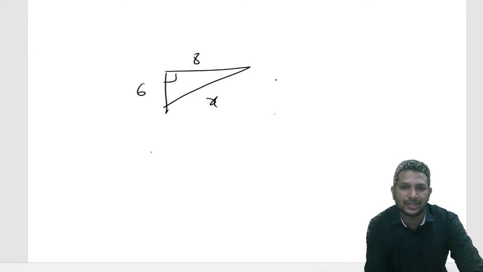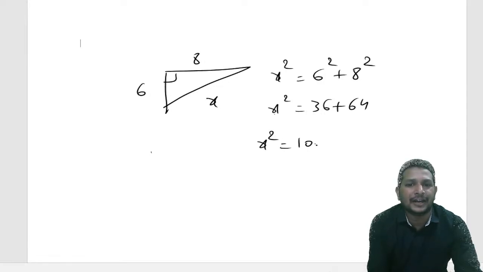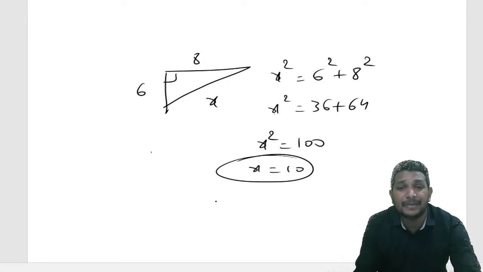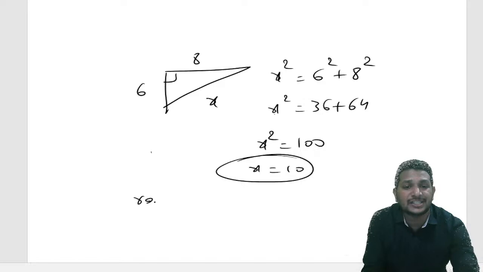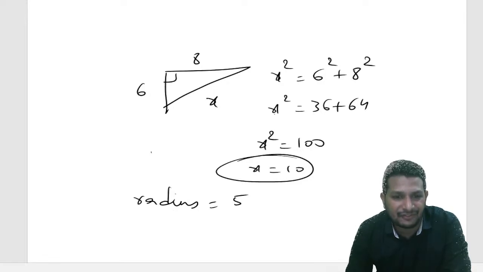If I apply the Pythagoras theorem, x square equals 6 square plus 8 square. So x square equals 36 plus 64. x square equals 100. So we got the value of x as 10. That's nothing but the diameter of the circle. So radius is how much? Half the diameter, right? Which is 5. So we got the radius as 5.